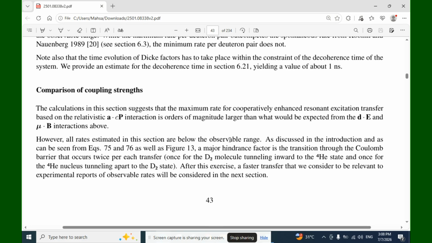Note also that the time evolution of decay factors has to take place within the constraint of the decoherence time of the system. We provide an estimate for the decoherence time in section 6.21, yielding a value of about 1 nanosecond. Comparison of coupling stages: the calculation in this section suggests that the maximum rate for cooperatively enhanced resonance excitation transfer based on the relativistic RCP interaction is orders of magnitude larger than what would be expected from the dipole and magnetic interactions above.